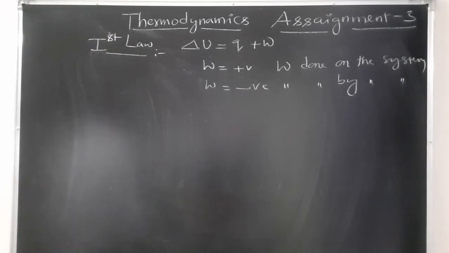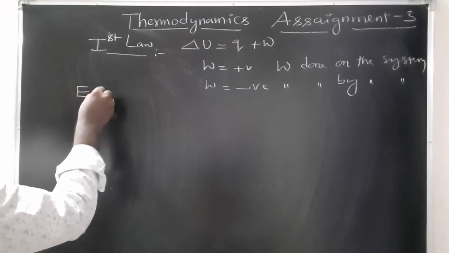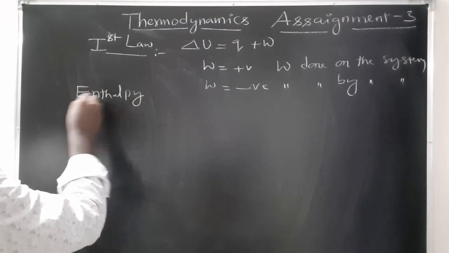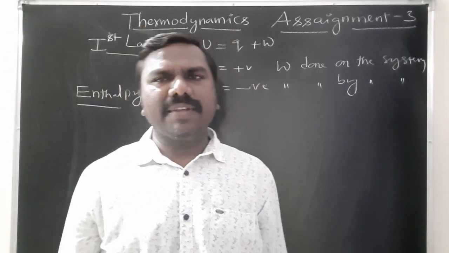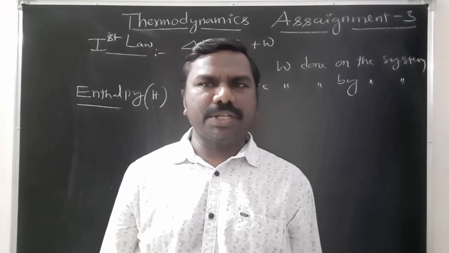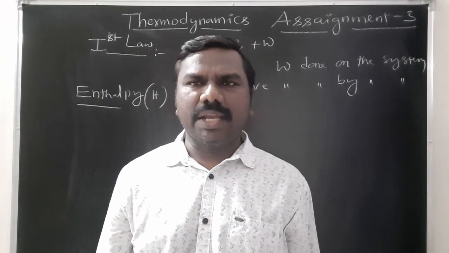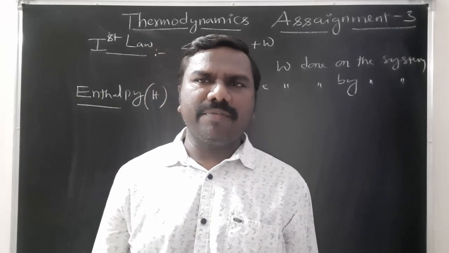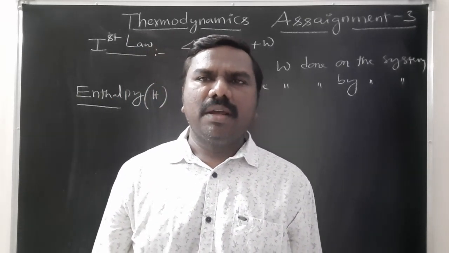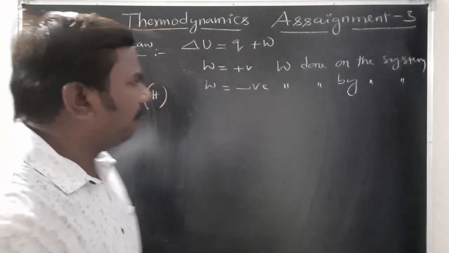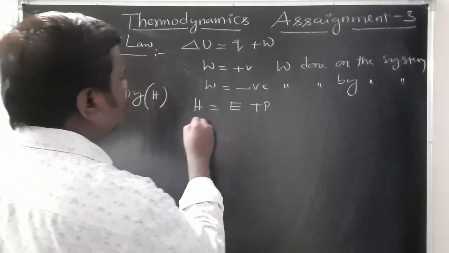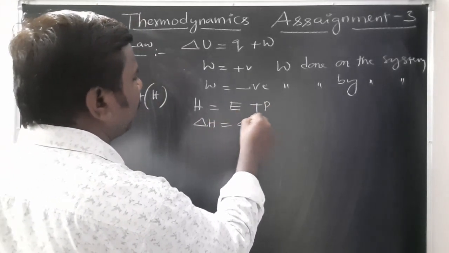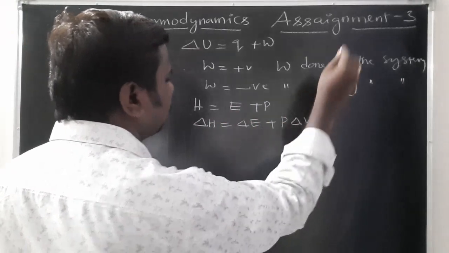Next, enthalpy, indicated by H. It means the total heat content of a system at constant pressure is called enthalpy. Once again, the total heat content of a system at constant pressure is called enthalpy. The formula of enthalpy is H is equal to E plus PV, so delta H is equal to delta E plus P delta V.